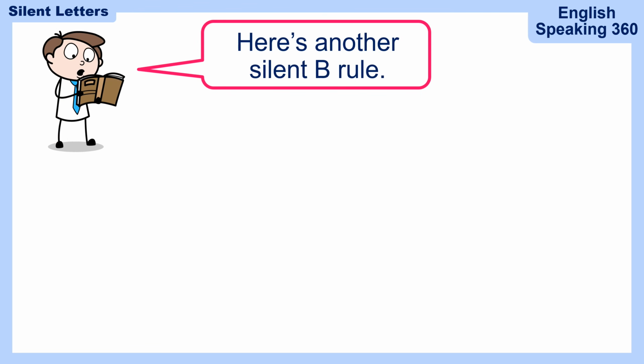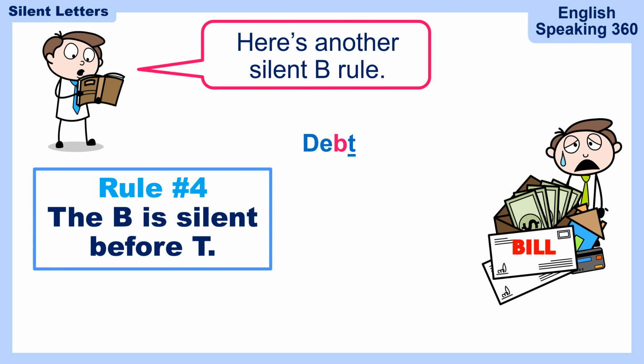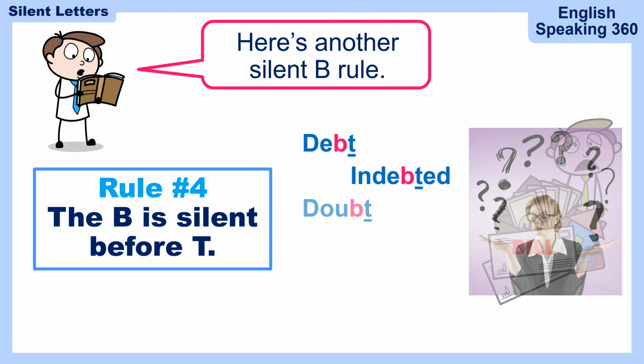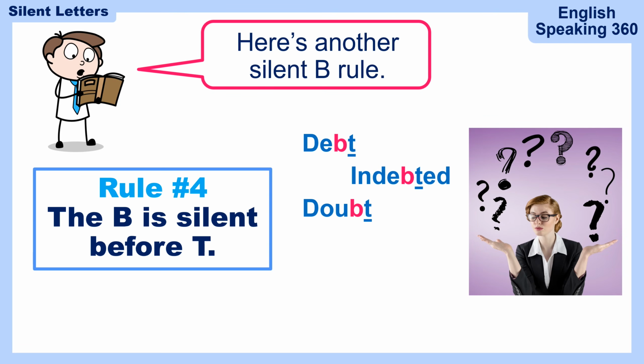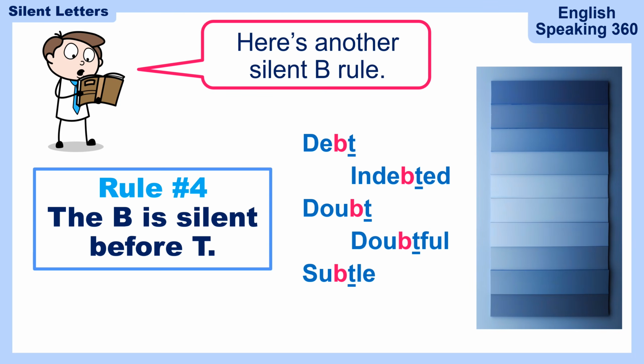Here's another rule for silent B. Rule number 4 is the B is silent before T. For example, right here we have a B before T. So we don't say deb-t, we say debt. Indebted. Indebted is someone who has a debt. Many of my students say doubt-b or doubt, but that's not quite right. It is doubt. Doubtful. Subtle. Not sub-tle. Subtle, a subtle color change.